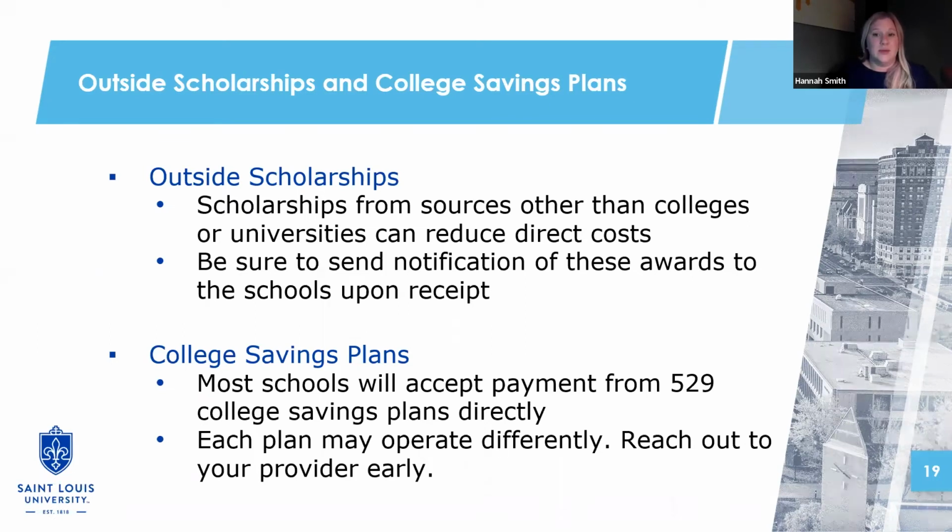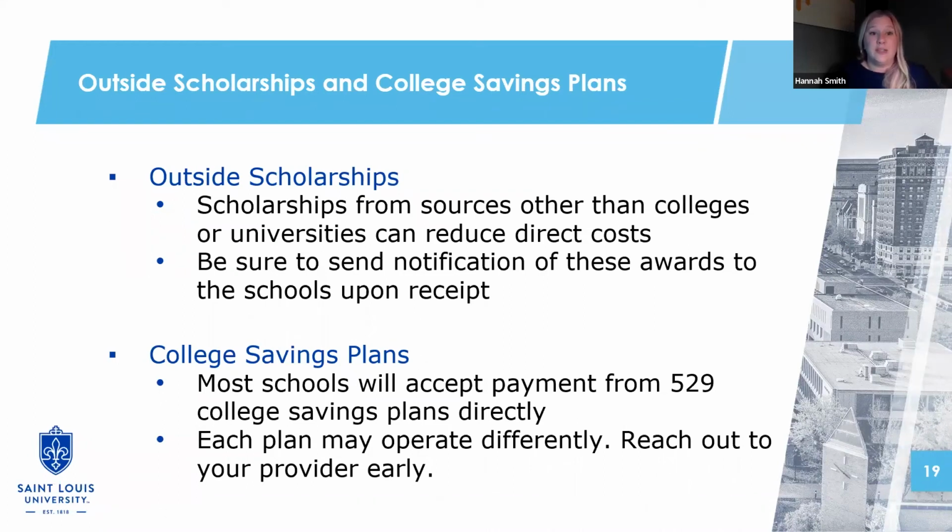And my next slide is going to be how you can kind of start that private scholarship search and some ways that you can seek out some additional private or outside scholarship aid. College savings plans or 529 plans are a great way to contribute to your educational expenses as well. We just recommend that you reach out early to your provider and get an idea of how you can authorize that aid to come directly from your 529 plan to the institution that your student is planning on attending.